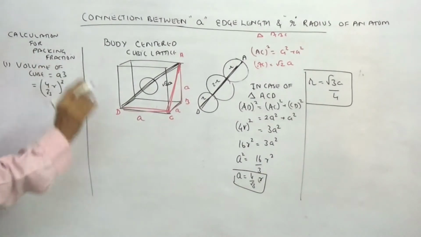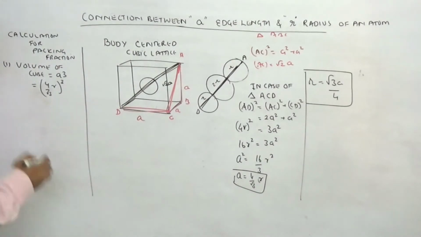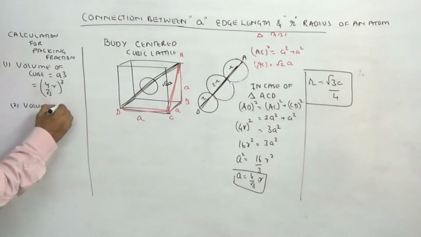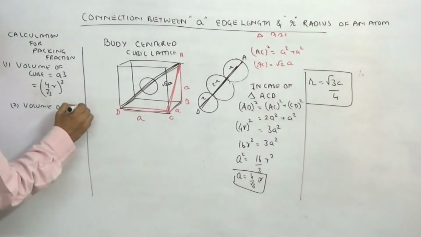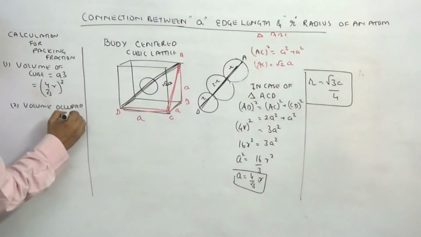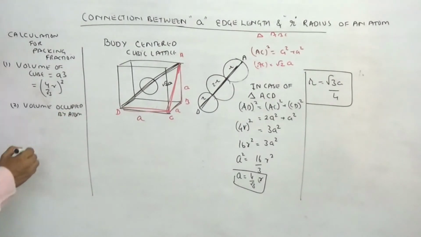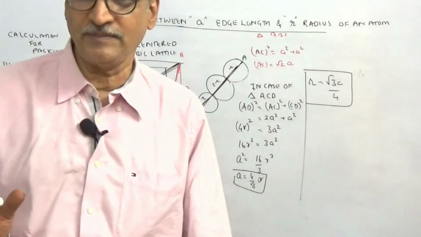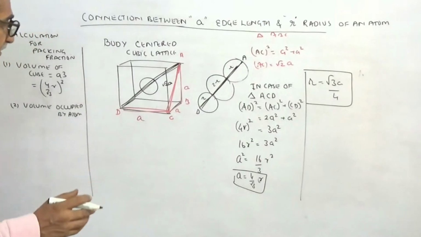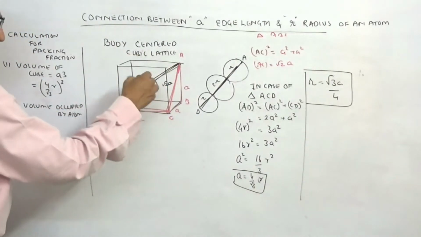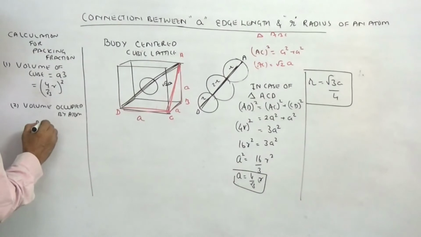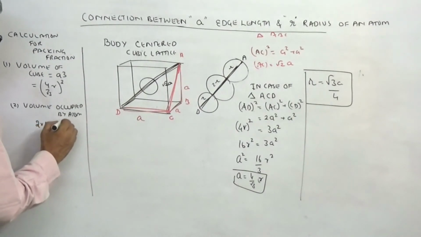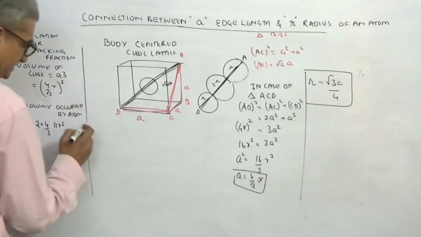Chaliye ye ho gaya. Then second is volume occupied by atoms. How many atoms make up a unit cell? So one atom is 4 by 3 pi r cube. It's a sphere, na? Volume of a sphere is 4 by 3 pi r cube. But how many atoms are there? There are 2 atoms, 8 into 1 by 8 and 1 in the center. So it's 2 into 4 by 3 pi r cube. Correct? So let us extend it over here.